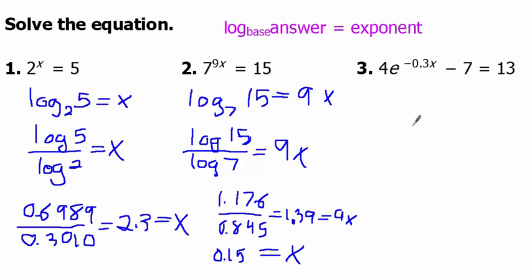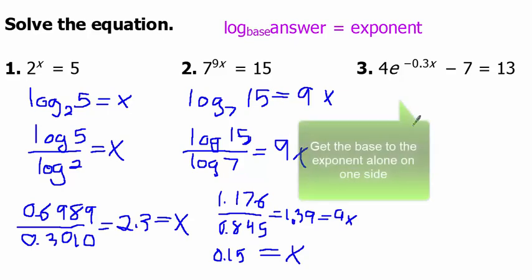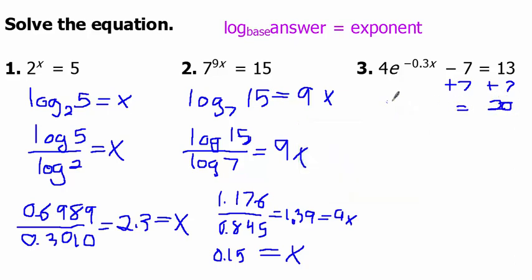Okay, on this one, I don't have everything with the exponent by itself first. So the first thing I need to do is I'm going to move things around. So I'm going to add 7. That's going to give me a 20. I also am going to move that 4. So that means I'm going to divide by 4. Remember, common technique. We move everything away from the thing that we're trying to deal with. The thing we're trying to deal with is our e.